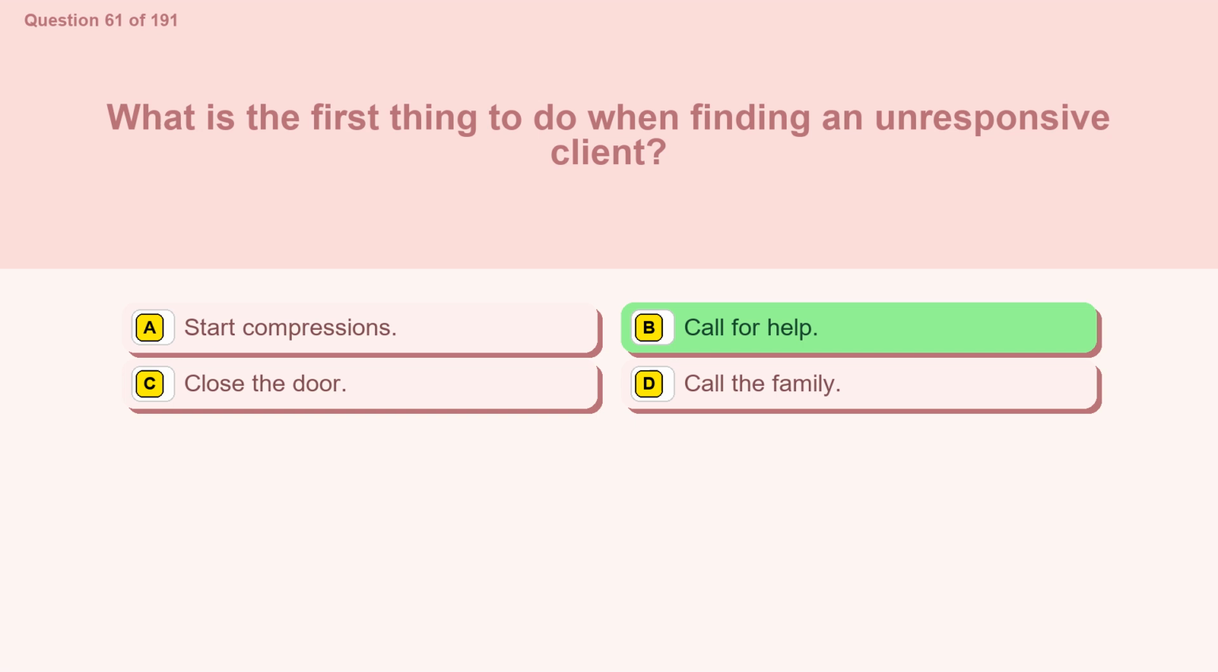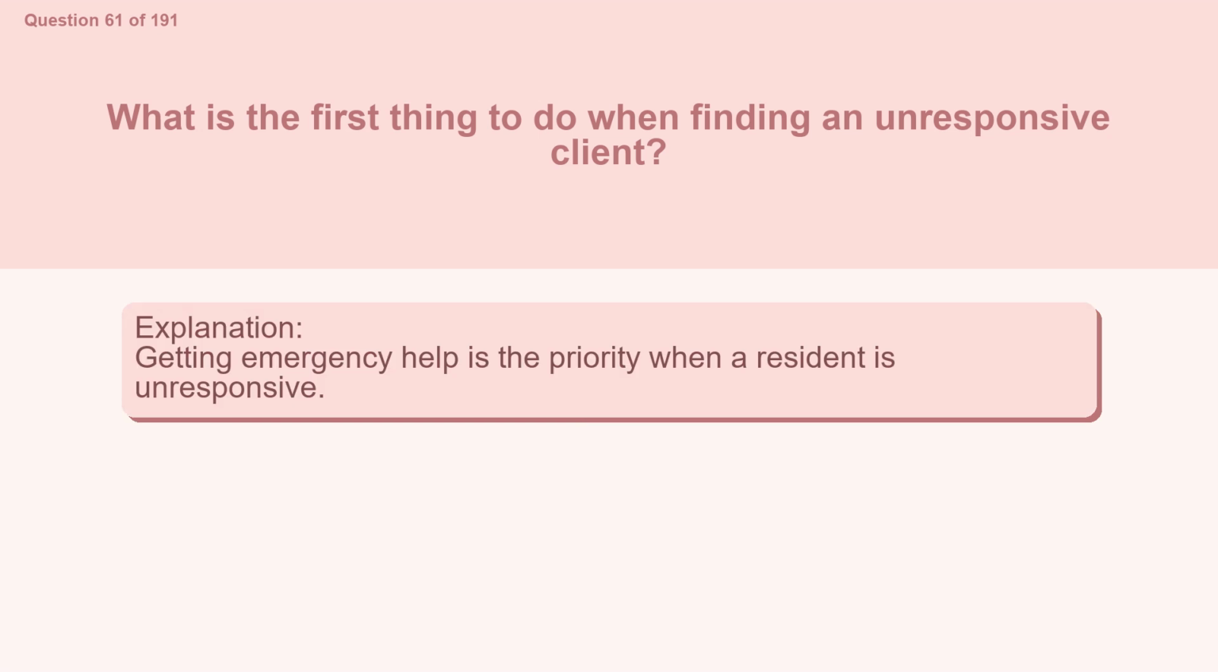The correct answer is option B. Call for help. Getting emergency help is the priority when a resident is unresponsive.